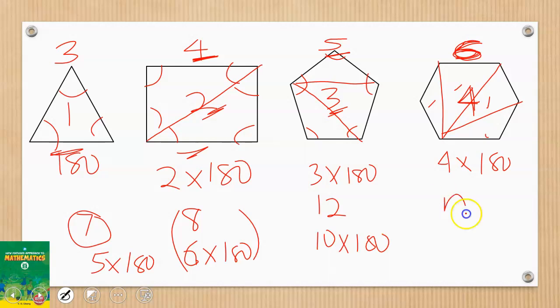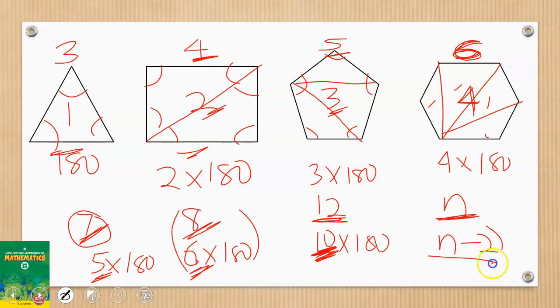So if I have n number of sides, then in each case, the number of sides minus 2 will give me the number of triangles. So if it is n number of sides, n minus 2 times 180 will give me the sum of the interior angles of an n-sided polygon.